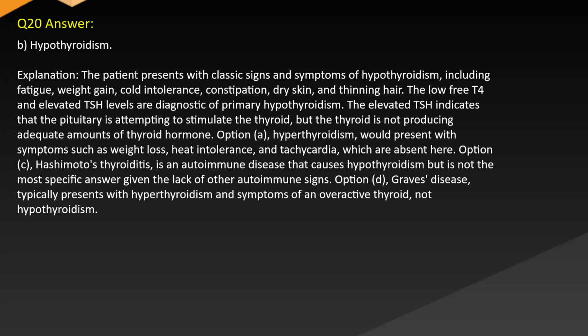amounts of thyroid hormone. Option A, hyperthyroidism, would present with symptoms such as weight loss, heat intolerance, and tachycardia, which are absent here. Option C, Hashimoto's thyroiditis, is an autoimmune disease that causes hypothyroidism but is not the most specific answer given the lack of other autoimmune signs. Option D, Graves' disease, typically presents with hyperthyroidism and symptoms of an overactive thyroid, not hypothyroidism.